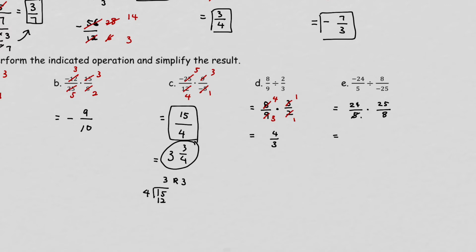Let's see, 5 goes into 25 5 times. Looks like 8 goes into 24 3 times. It will be 3 times 5, 15, 1 times 1. And when your denominator is 1, it's the same thing as just the whole number without fraction form, right? So your solution will be 15 on that problem.